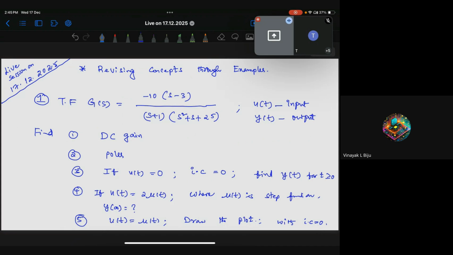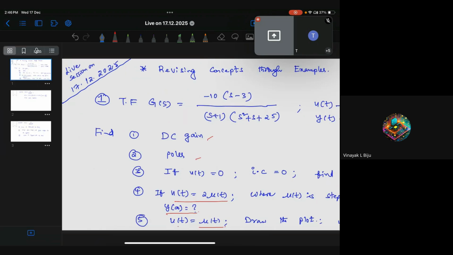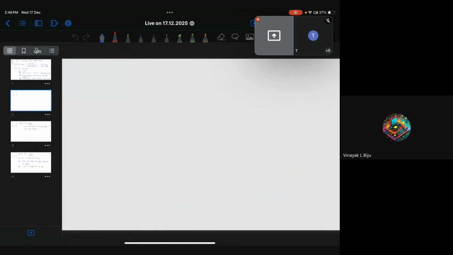The first question is, for the given transfer function, find the DC gain and poles; when u of t is equal to 0, find y of t; when u of t is 2 mu of t, find the steady state value of the output; and when u of t is equal to mu of t, a step input, draw the plot with initial conditions 0. Let's see the first solution.